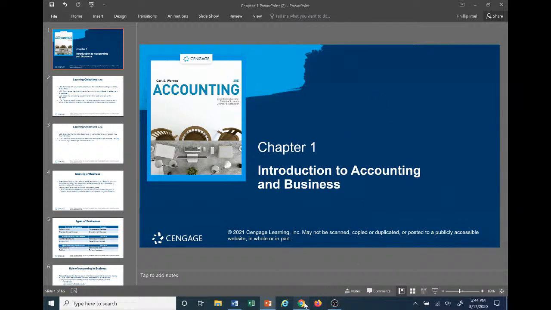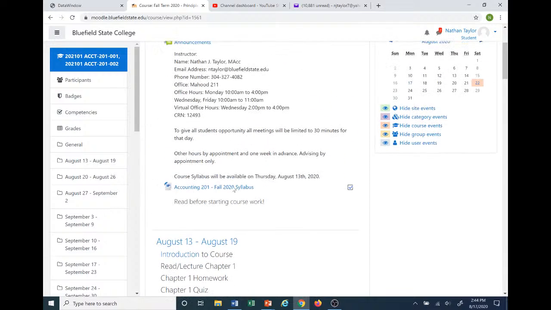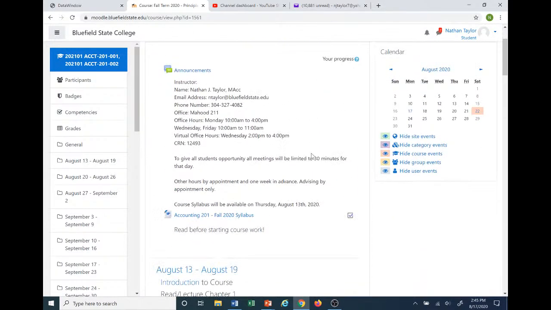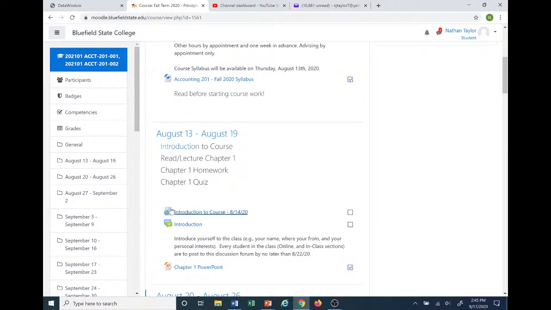Let's just jump over here to the Moodle page one more time. So once again, this is the top of the page. Recall the syllabus is here. Please read it before you start the coursework. There's an introduction video to the course. It goes over the syllabus and a little bit over what's expected out of everybody. So if you haven't watched that, I suggest watching that as well. Once again, there's an introduction assignment here that is due no later than this Saturday, August 22nd, by 11:59 p.m. It's very simple. It's going to take about a few minutes. Just introduce yourself to the class.